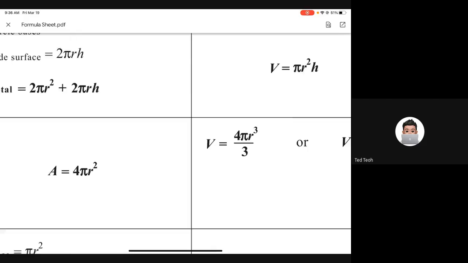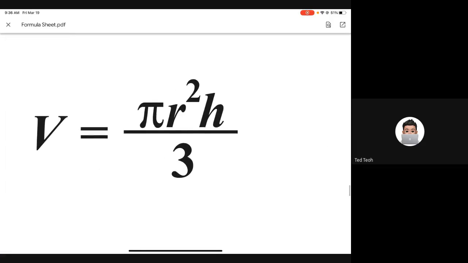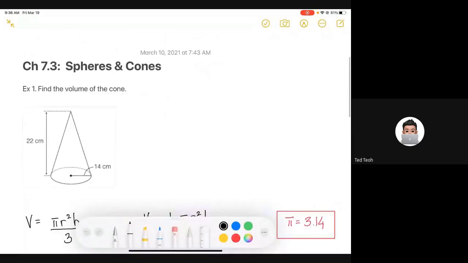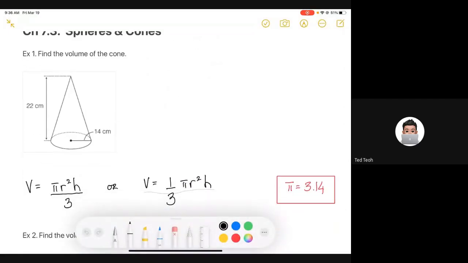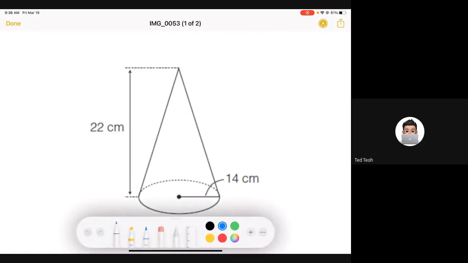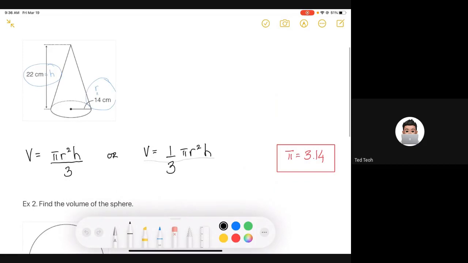All right, so the first question we have is a cone, and the volume of a cone is pi r squared h divided by 3. Let's go back to our diagram where the cone is. I need the letters R and H. I'm going to click on my diagram. I got R down here, which is 14, and H, which is 22 centimeters. Those are the two values that I need, an R and an H.